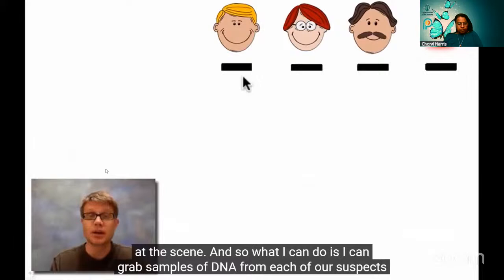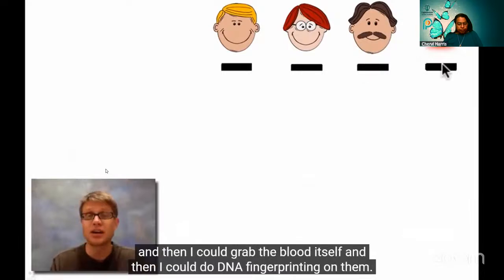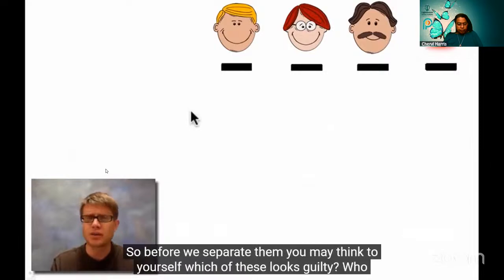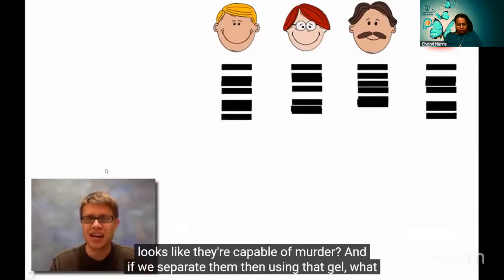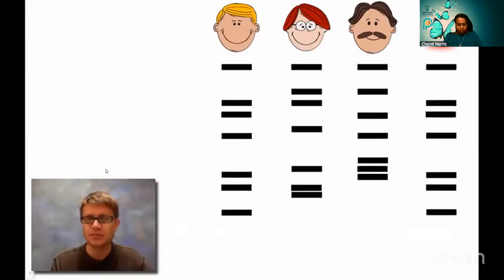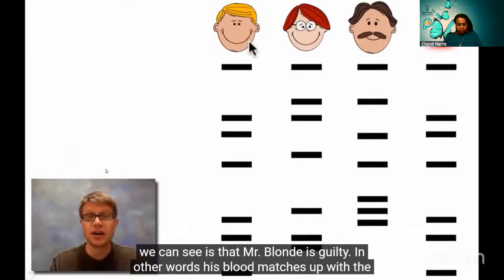And so what I can do is grab samples of DNA from each of our suspects, and then I could grab the blood itself, and then I could do DNA fingerprinting on them. Before we separate them, you may think to yourself, which of these looks guilty? Who looks like they're capable of murder? And if we separate them using that gel, what we can see is that Mr. Blonde is guilty. In other words, his blood matches up with the crime scene.